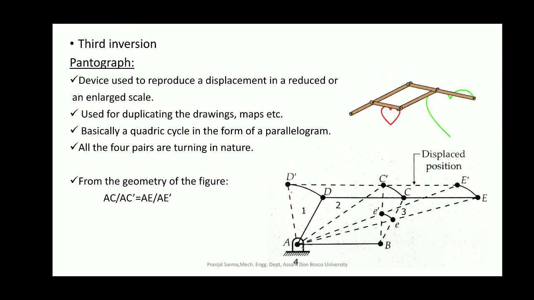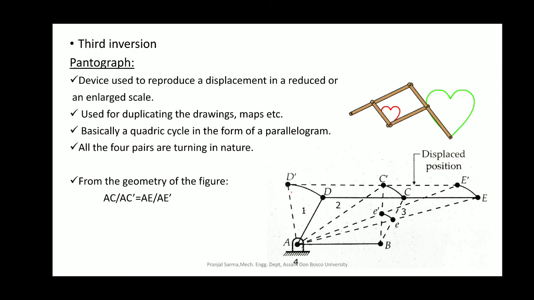Next, third inversion. We are coming to the third inversion, and one of the best examples of the third inversion of the four-bar chain is the pantograph. Now what is this particular pantograph? It's a device which is used to reproduce a displacement either in a reduced manner or in an enlarged manner.